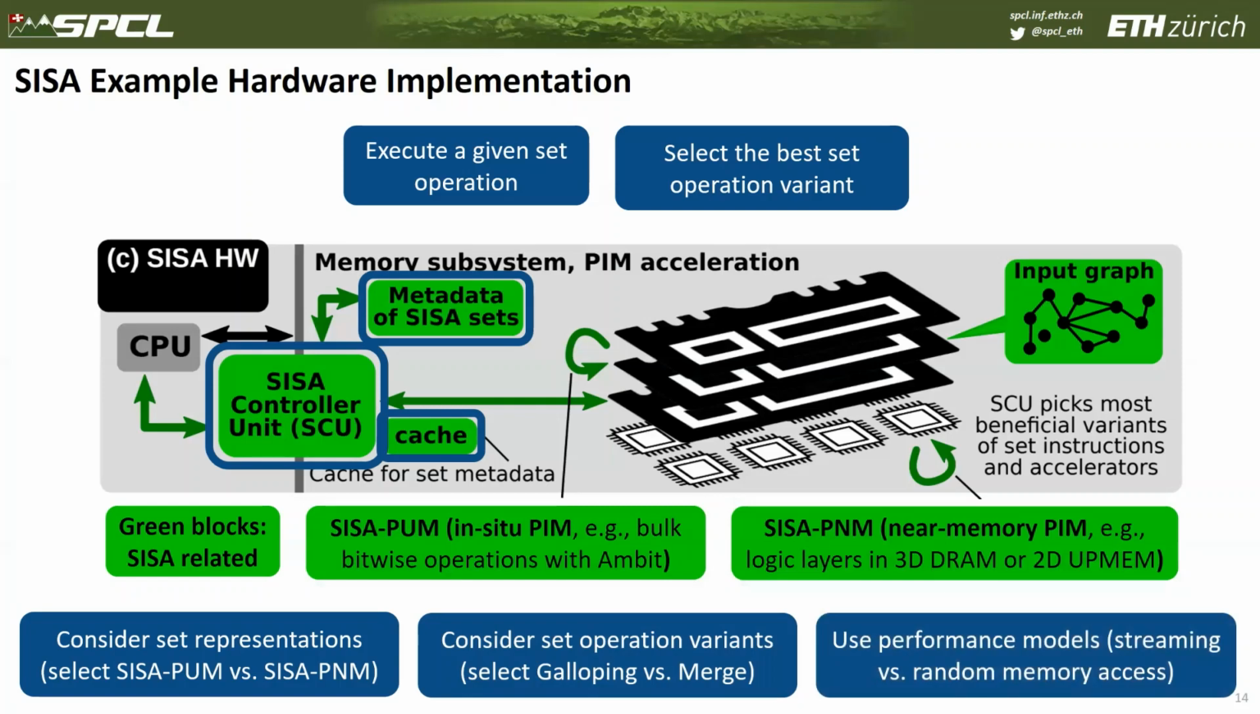You can check details in the paper, but we provide performance models based on the fact that the merge-based intersection and other set operations are going to be mostly streaming related, while galloping operations are going to be mostly dominated by random memory accesses. Based on this, we provide the estimation of the runtimes of these operations and help the SCU make the right decisions for where to run these operations.